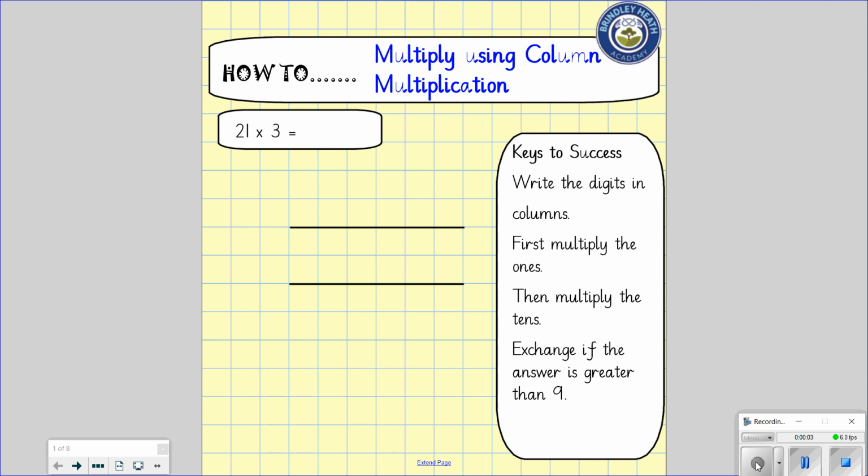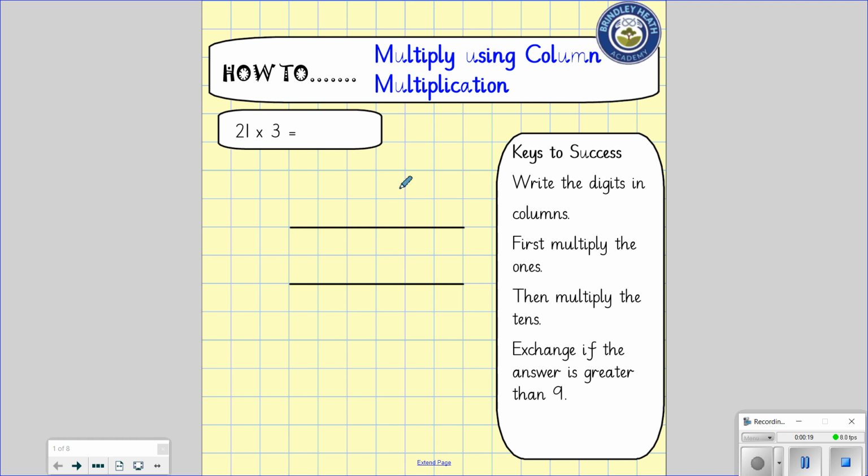And welcome to how to multiply using column multiplication. We're going to have a look in this video at how to do short multiplication as well as long multiplication using the formal column method.